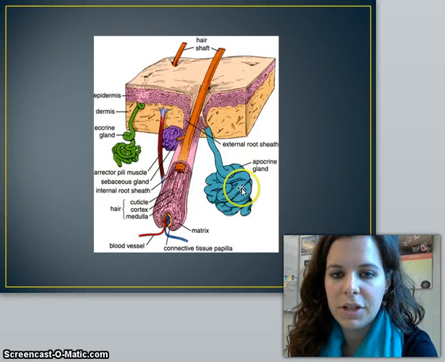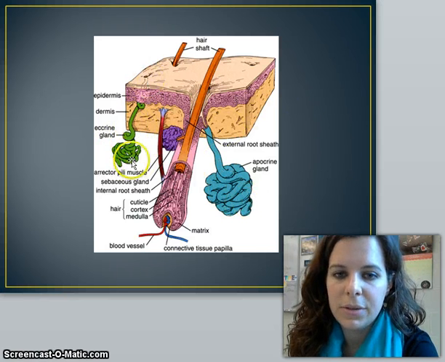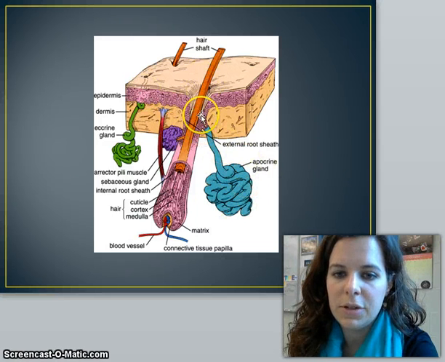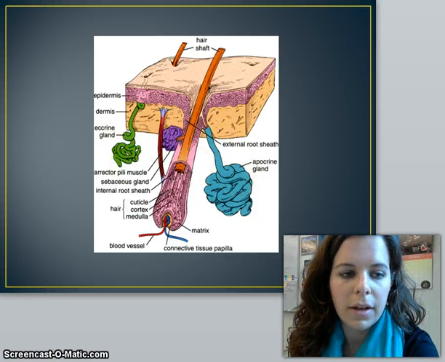And so here's a picture of your sweat glands. You have an eccrine gland, which is going directly to the skin through a duct, and an apocrine gland, which is actually being released into a hair follicle. You can see that the apocrine gland is much bigger than the eccrine gland.